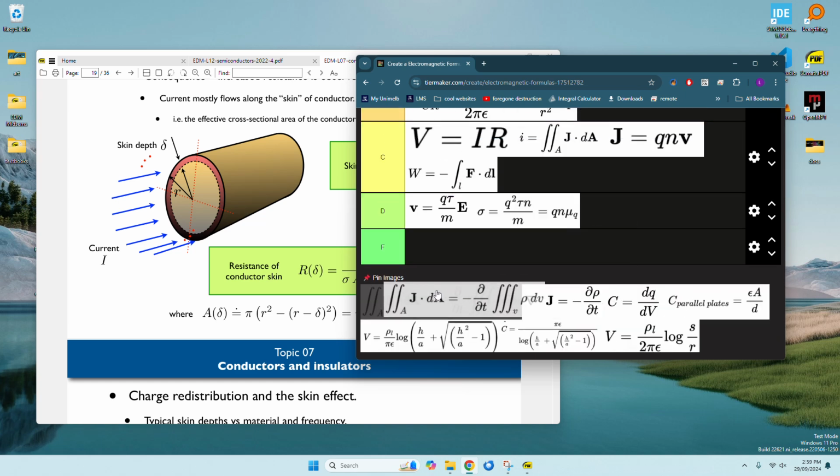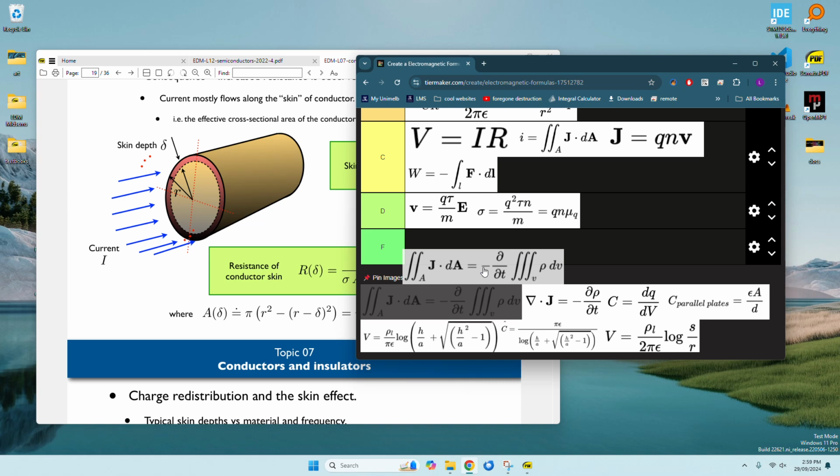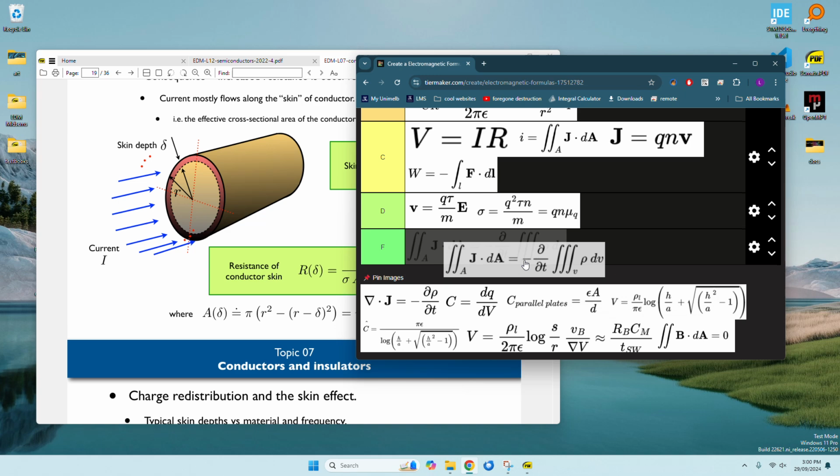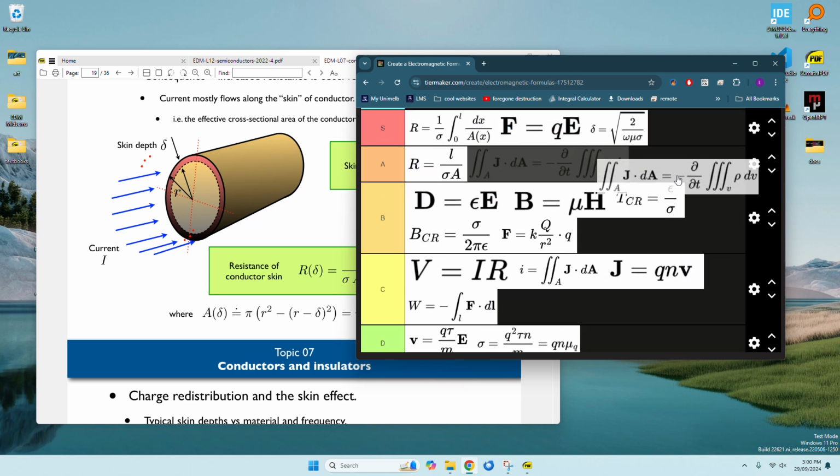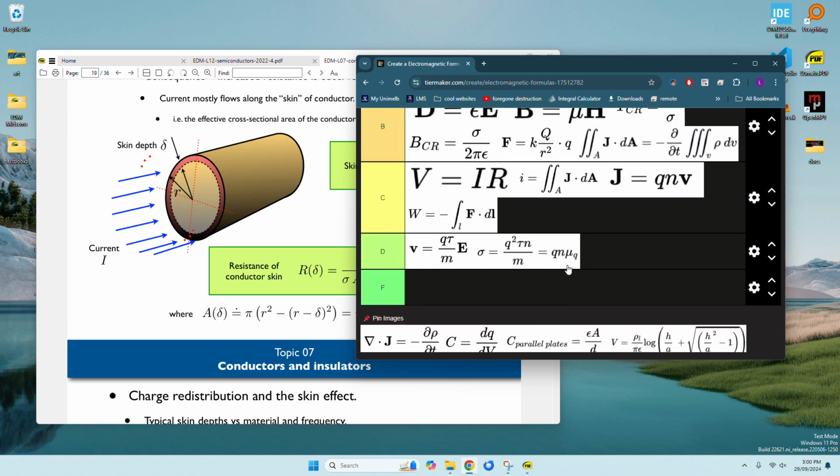This is conservation of charge. Basically, if you've got current coming out of a surface, and current of course is dependent on charge per time, so that current going out over an area, which is J dot dA, is equal to the amount of charge coming out. It's negative because charge has to go out in order to form a current. I suppose this is pretty important. We'll put it in B tier. We're being picky.